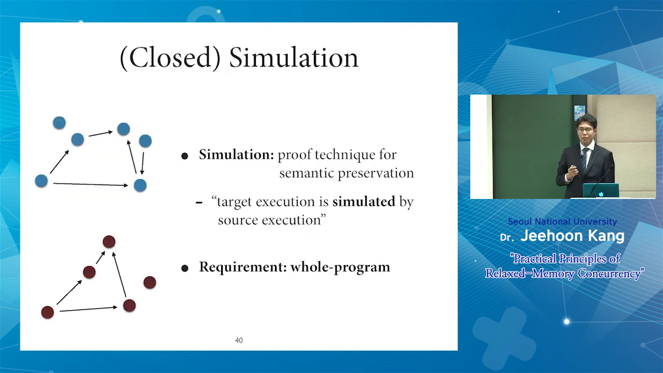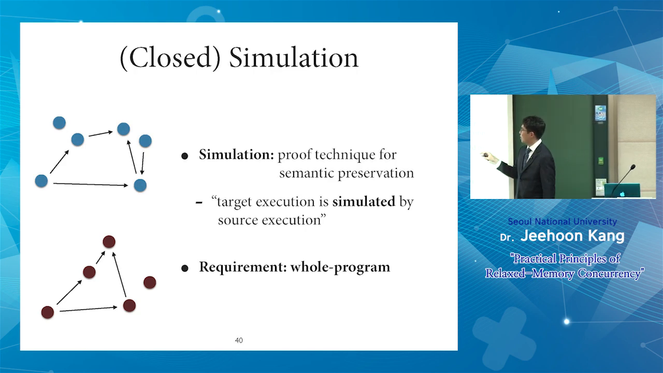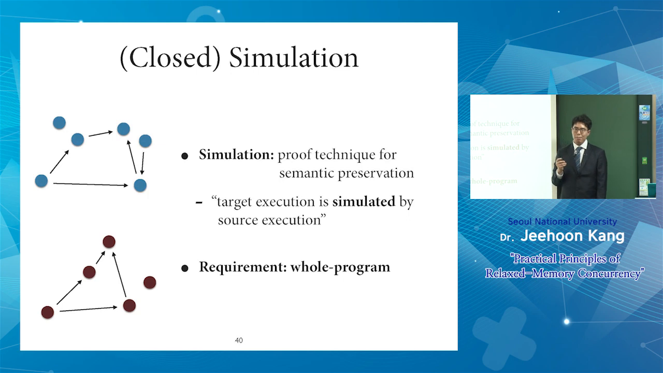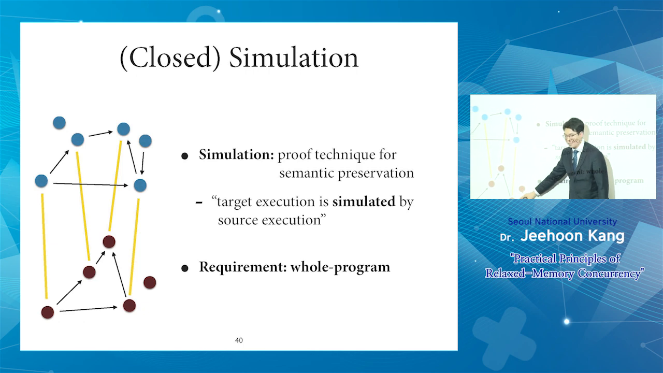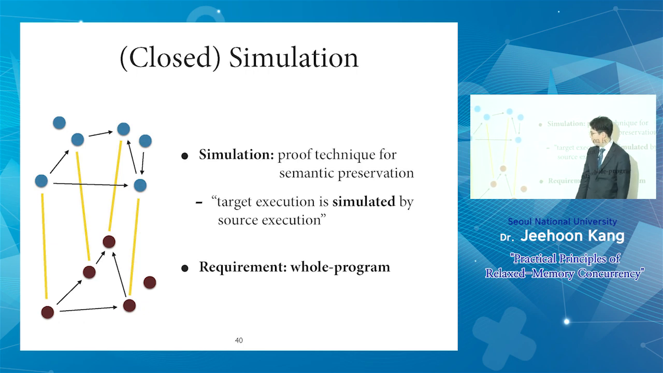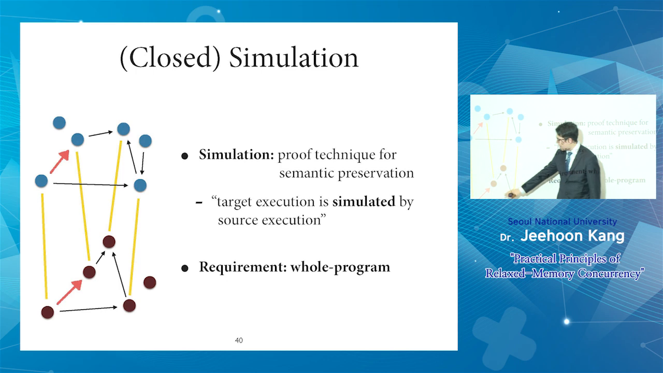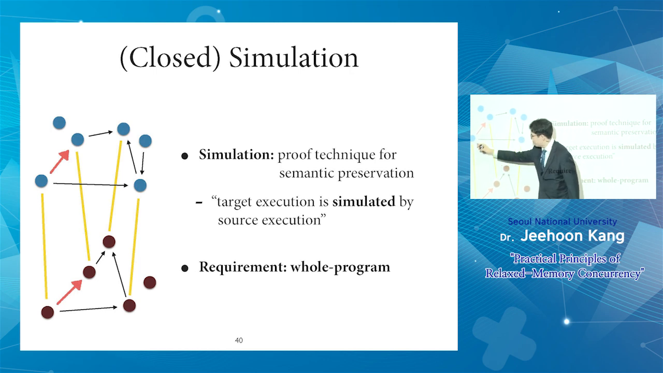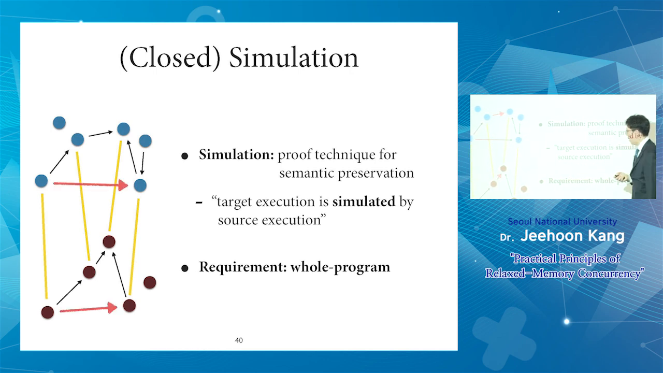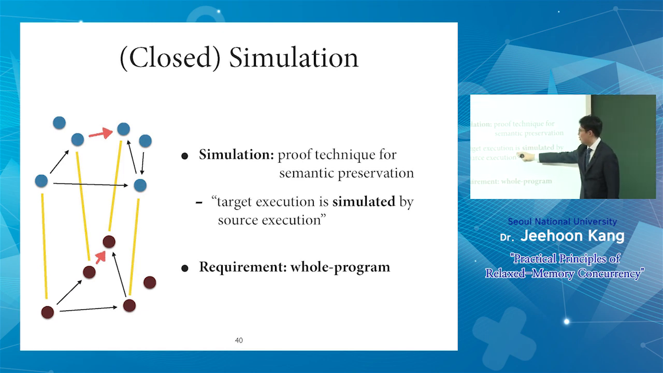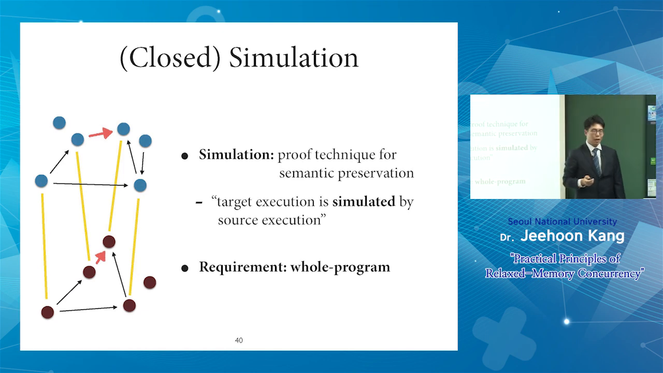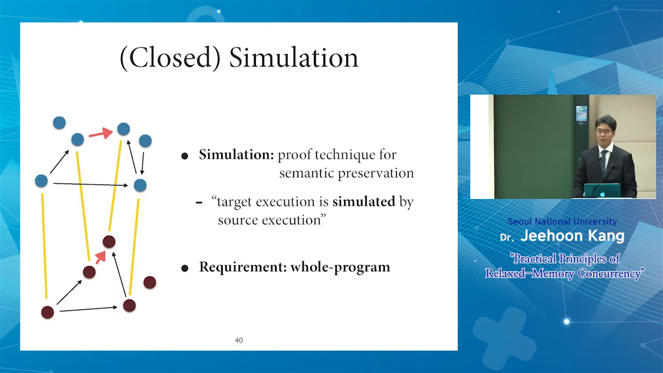Specifically, CompCert is using the so-called closed simulation technique. It is a proof technique for proving semantic preservation. It is basically proving that there exists a relation between source and target states, which we call the simulation relation, such that for each target execution step, there's a matching source step with respect to this simulation relation. This is basically saying that target execution is simulated by the source execution. And it is straightforward to prove that this simulation implies semantic preservation.